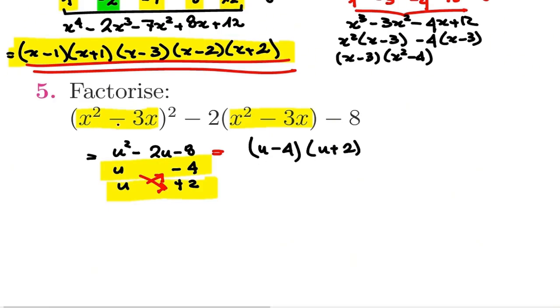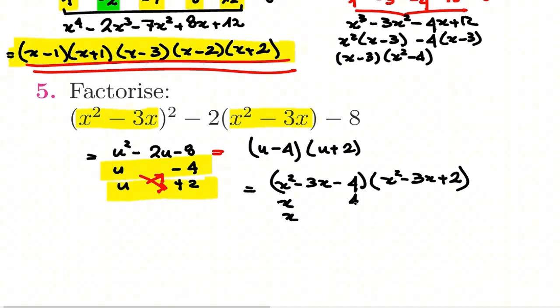u, which we called x squared minus 3x, stood for x squared minus 3x. x squared minus 3x minus 4. And x squared minus 3x plus 2. We can factorize this again. x, 4 times 1, minus plus; x, 2 times 1, minus minus. We multiplied diagonally and added: x times 4 plus x times x gave us 3x. We've obtained the middle term.